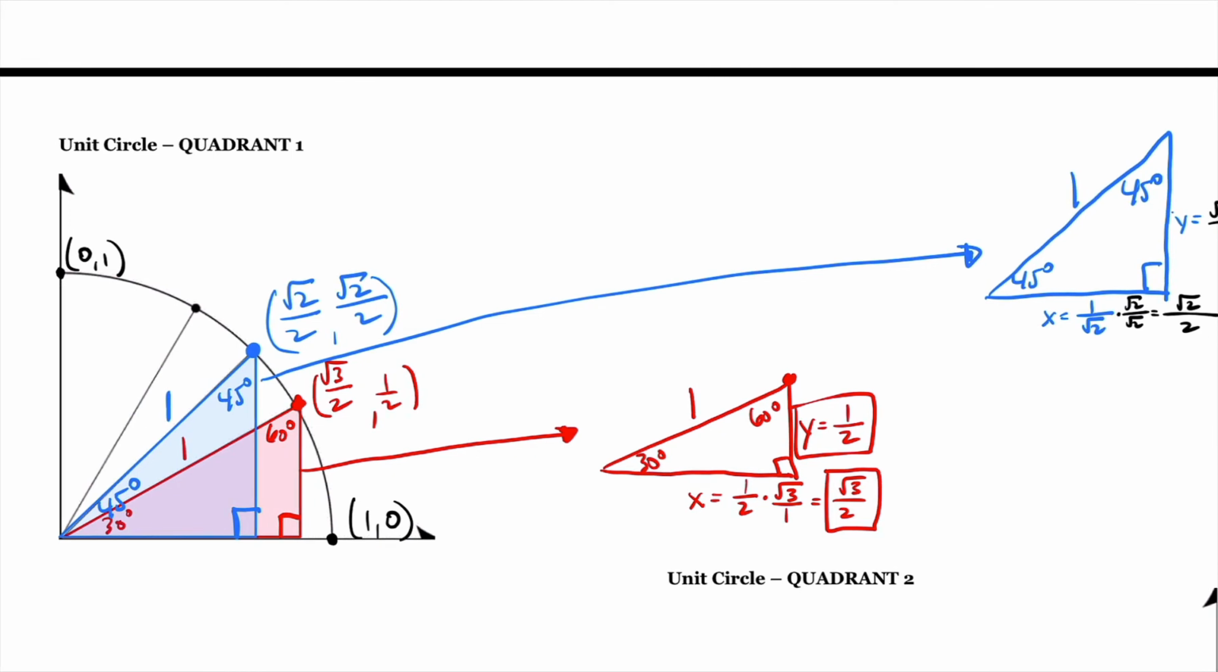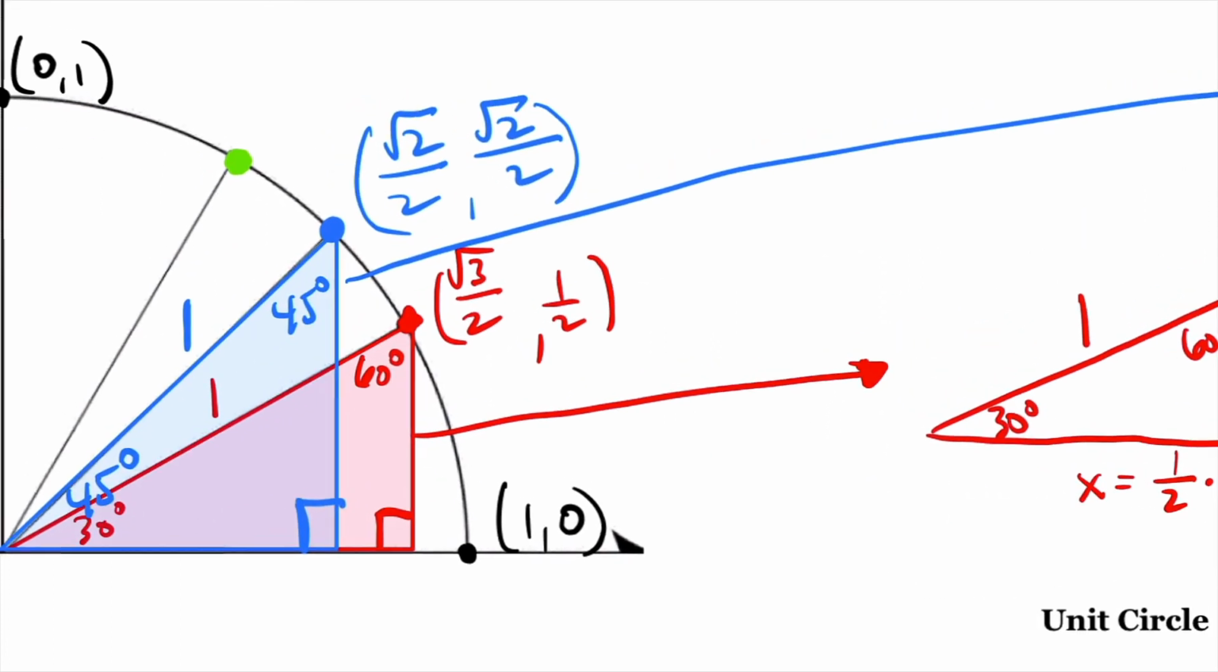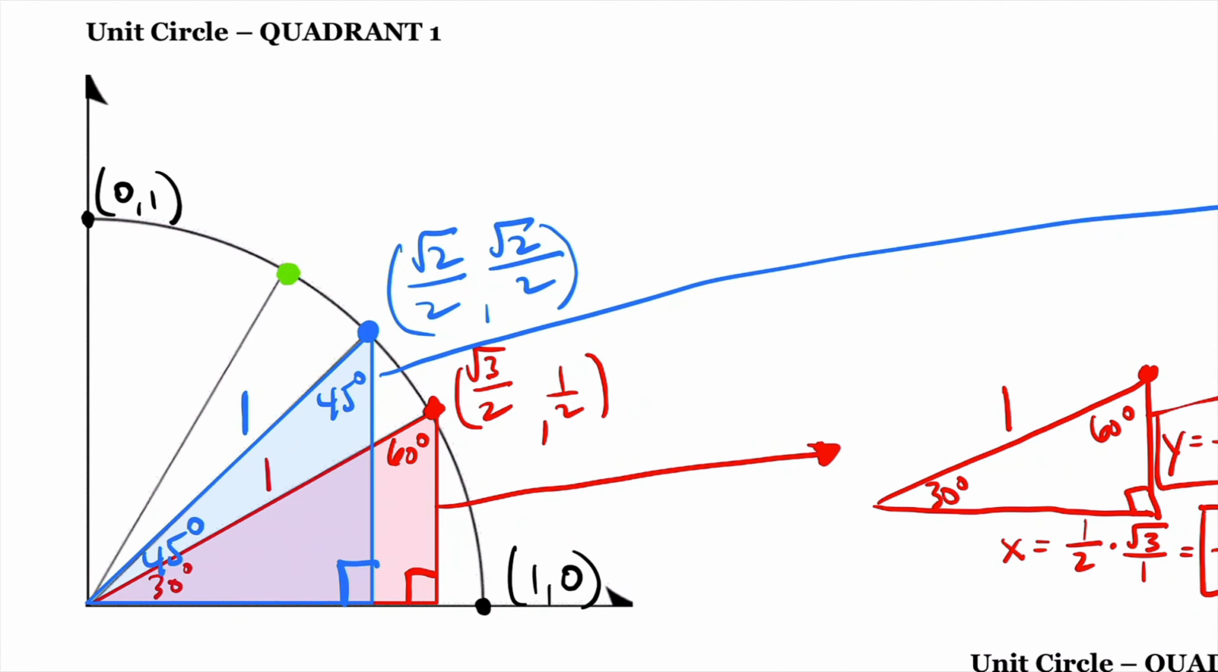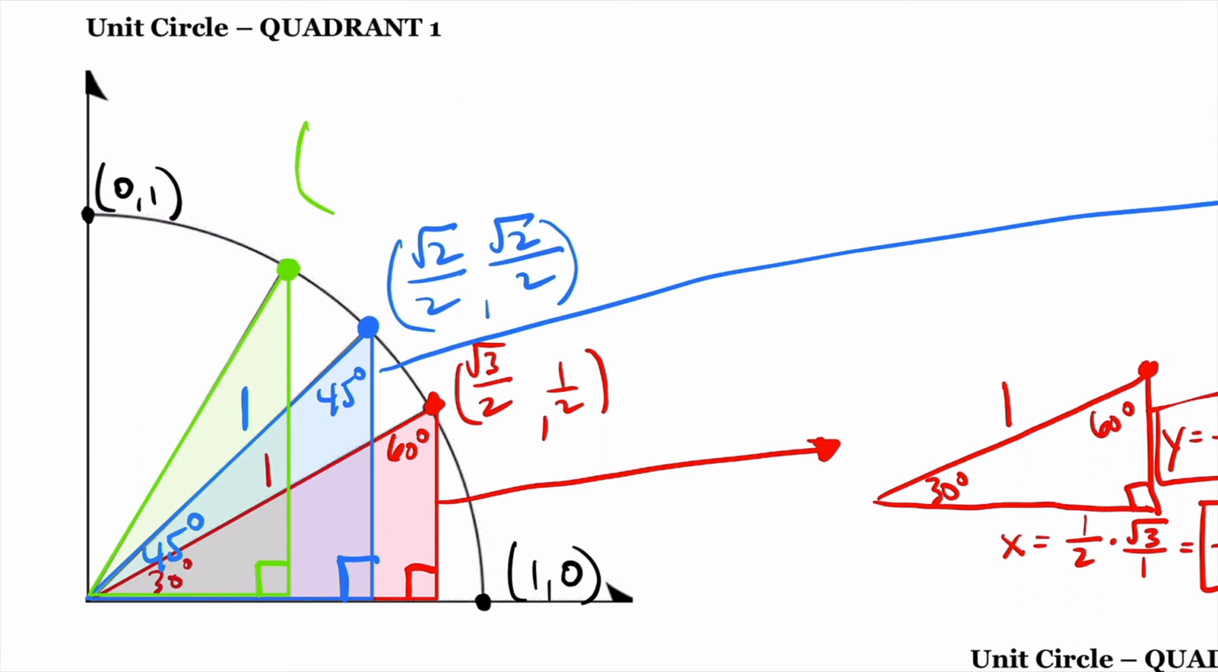Okay, so now I'm going to change this color to green. What do we know? So let me draw the triangle again. I got a third triangle now. What type of triangle is this going to be? 30, 60, 90. It's going to be a 30, 60, 90. What's the difference between the green and the red, though? Exactly. It's just flipped, right?